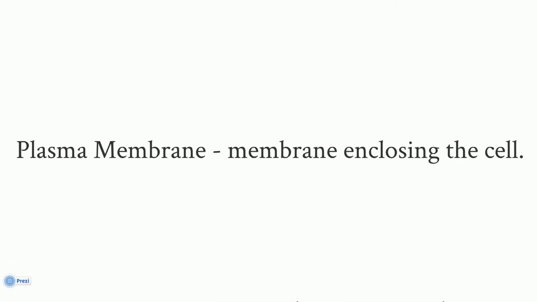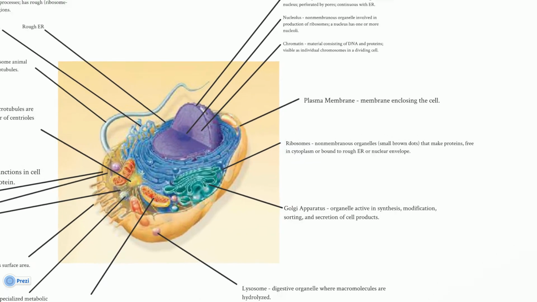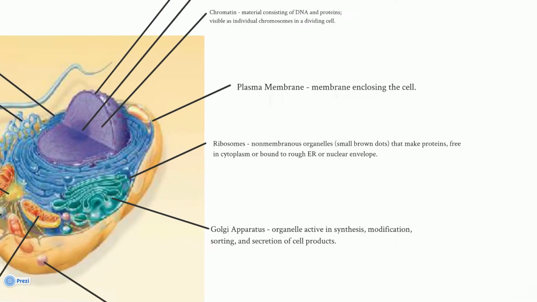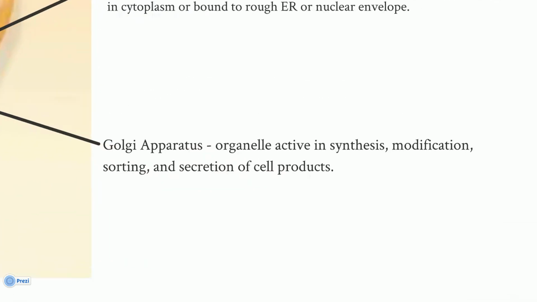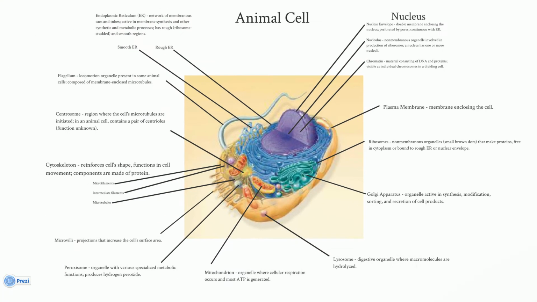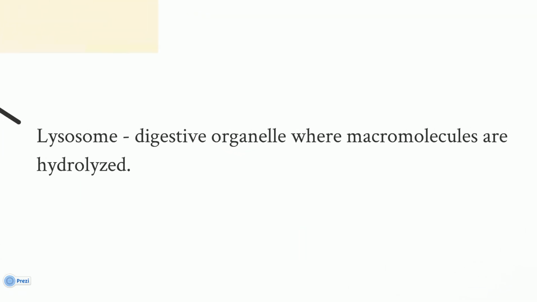Then the plasma membrane is a membrane enclosing the cell, which just protects the cell, holds everything together, and protects the cell from what's on the outside of it. Then the ribosomes are the non-membranous organelles that make proteins, free in the cytoplasm or bound to the rough endoplasmic reticulum or nuclear envelope. Then the Golgi apparatus is the organelle active in synthesis, modification, sorting, and secretion of cell products. Then the lysosome is the digestive organelle where macromolecules are hydrolyzed.